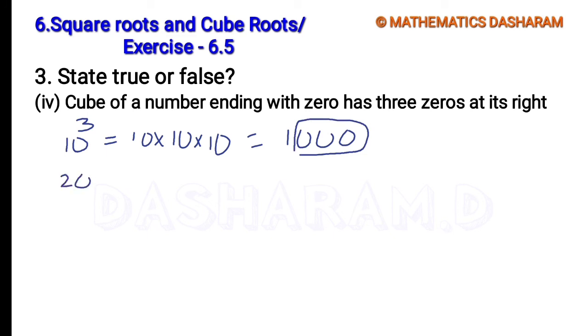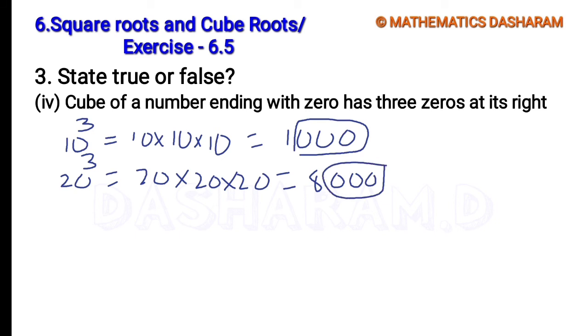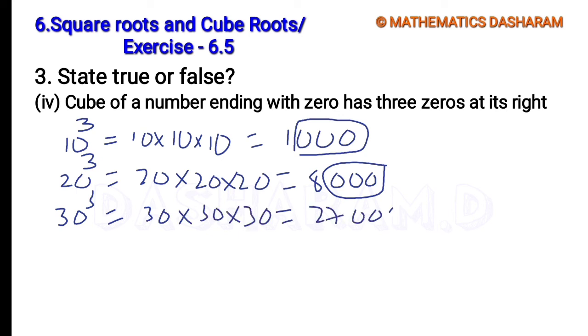Here also ending with 0. Find its cube. 20 into 20 into 20. See here, 2 into 2 is 4, 4 into 2 is 8, 8 beside 3 zeros. So here also 3 zeros. Next, 30 cube. 30 into 30 into 30. 3 3s are 9, 9 3s are 27, and it has 3 zeros beside it. So in these three cases we can say the right side has a total of 3 zeros. So therefore the given statement is a true statement.